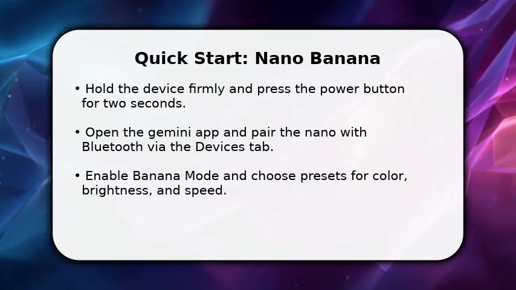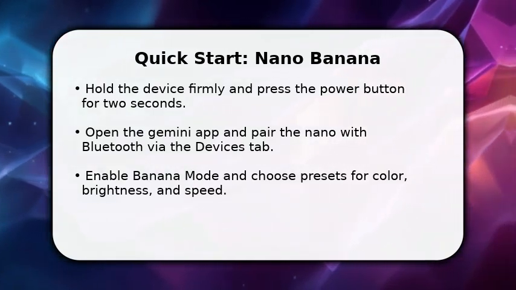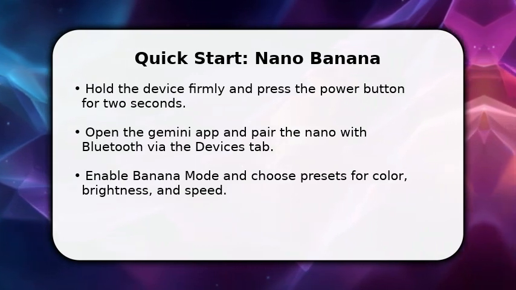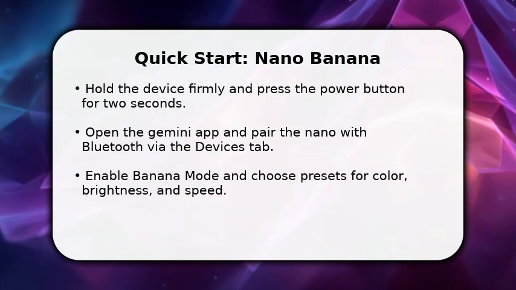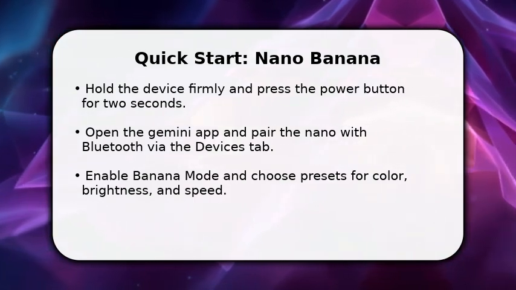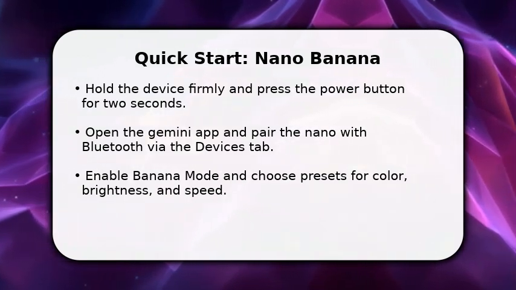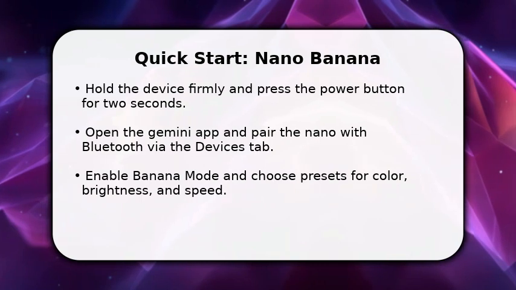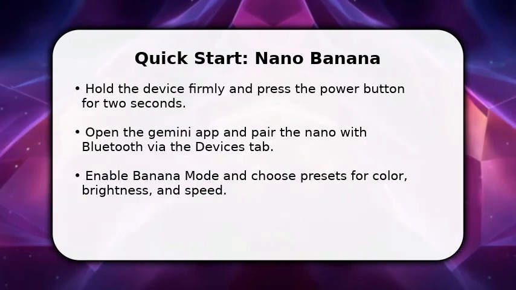In this video, I will show how to use Gemini Nano banana features, easy method. Begin by powering on the Nano and pairing it with your phone via Bluetooth in the app. Next, enable banana mode and select a preset to see live previews. Customize color, brightness, and motion speed to match your mood. Test the feature with a short animation and save your favorite preset for quick access later.